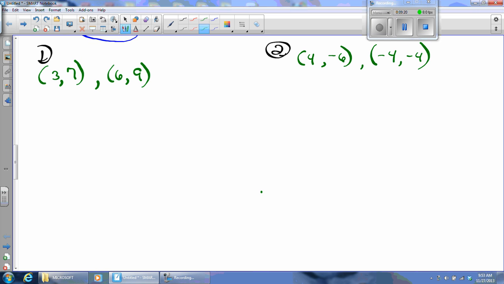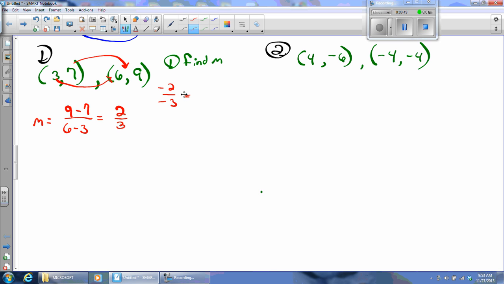The first thing we're going to do is we're going to find m. That'll be our first step. So I know I'm going to subtract the y's. I'm going to go 9 minus 7. Then I'm going to go 6 minus 3. All right, 9 minus 7 is 2. 6 minus 3 is 3. M is 2/3. That doesn't simplify. If you had gone the other way, 7 minus 9, you would have gotten negative 2. And then you'd be forced to go 3 minus 6, and you'd get negative 3, which would simplify to 2/3. So you'll get the same answer just with an extra step.